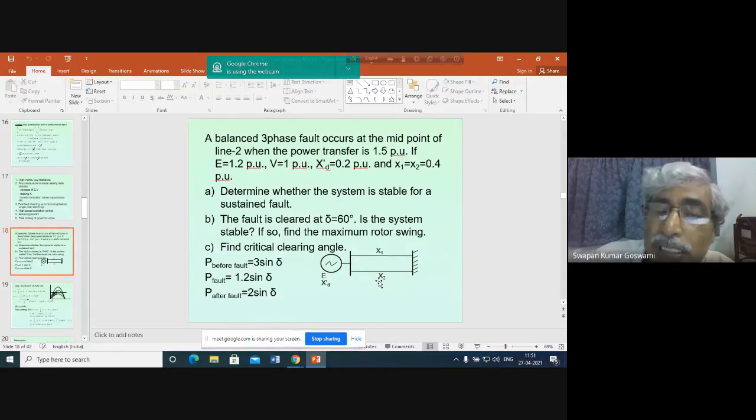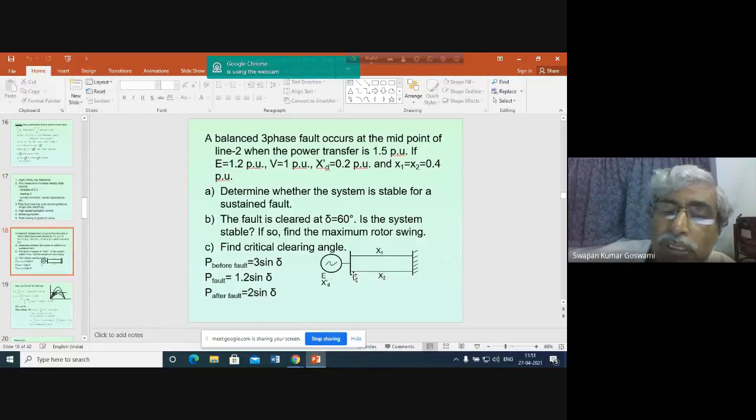You have to resolve this circuit. Then you have to find out what is the value of reactance between the generator and this infinite bus under that condition when this point is connected to ground. It is not very difficult. You have to convert star into delta or delta into star of the impedances, and you'll find that P fault becomes 1.2 sine delta. Naturally, power transfer capacity of the system will be much less with the fault in the circuit because much of the current will flow through this branch to ground.